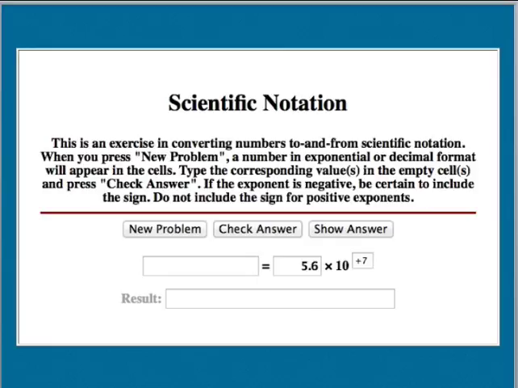Let's do this again with 5.6 times 10 to the 7th. This is a positive exponent, so we're going to take our 6, write it out here, and then we're going to move our decimal point over 7 places. When we do that, we wind up with 56 million.